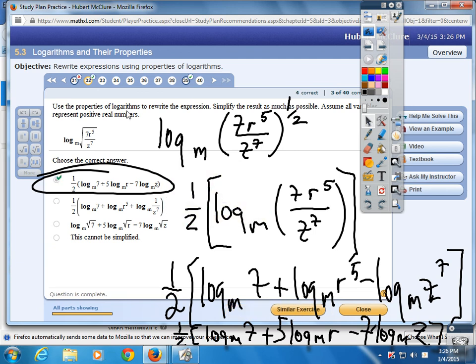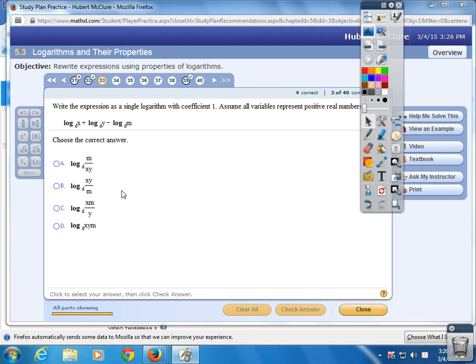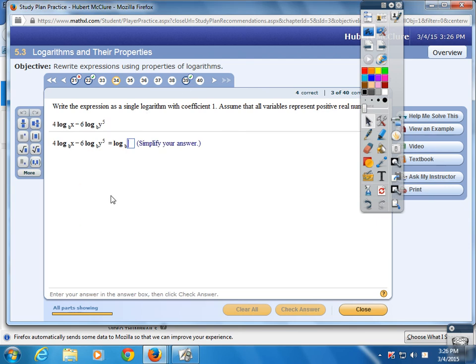So the book wants us to distribute it and the homework doesn't? Well, it depends. I think it would just depend on the length of the problem. So this one's condensing. That one's a little bit too easy. Try this one.